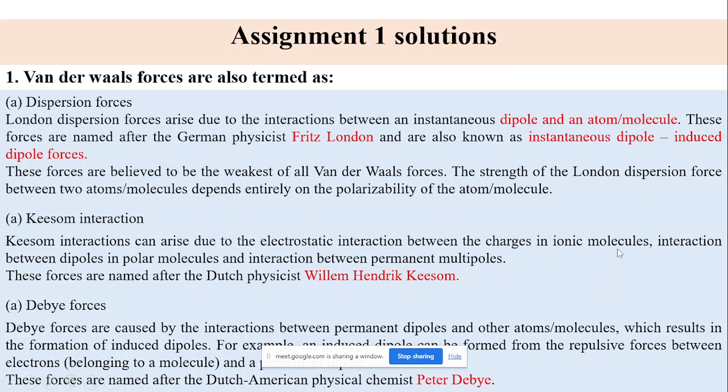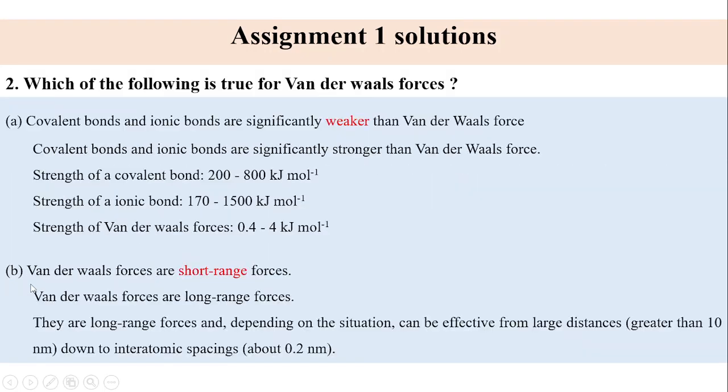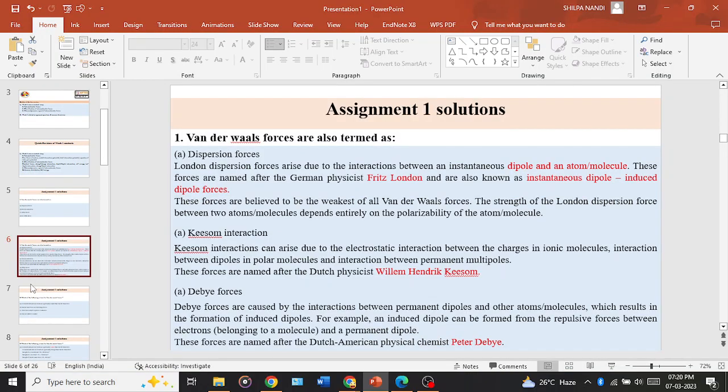And lastly, it's the Debye forces. Debye forces are caused by the interaction between permanent dipoles and other atoms or molecules, which results in the formation of induced dipoles. For example, an induced dipole can be formed from the repulsive forces between the electrons and a permanent dipole. These were named after the Dutch-American physicist Peter Debye. So the answer to the first question is all of the above. We'll move on to the next one.